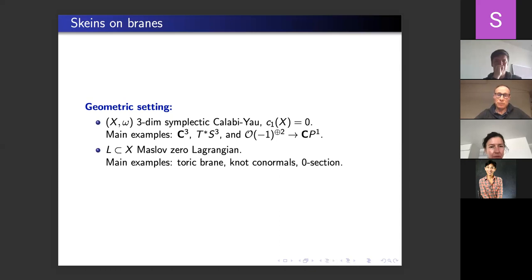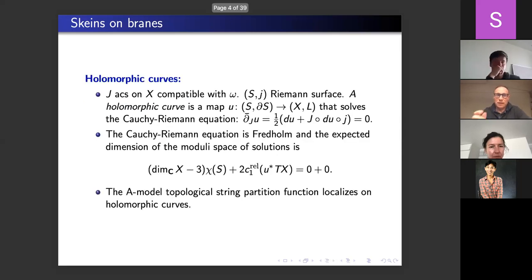So we will have a Maslov zero Lagrangian, and the main examples are well known. They're the toric brane, I'll draw it, you all know the picture. And then there are the conormals, and also maybe the zero section in T star S3. So those are the ones.